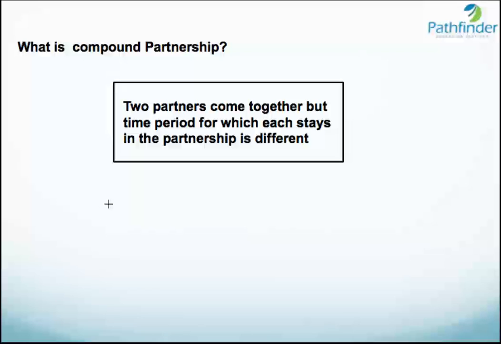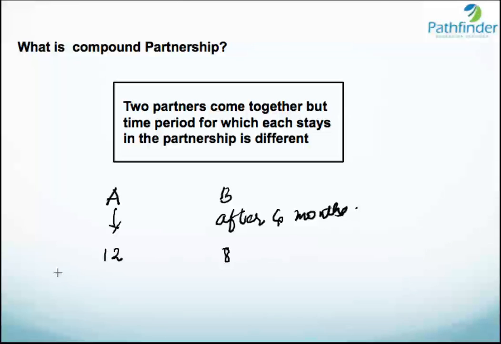For example, there are two people, A and B. They both start a business, but initially A starts and B starts after 4 months. So effectively, A has been in partnership for 12 months and B has been in partnership for 8 months. And here we can easily say that compound partnership has taken place.